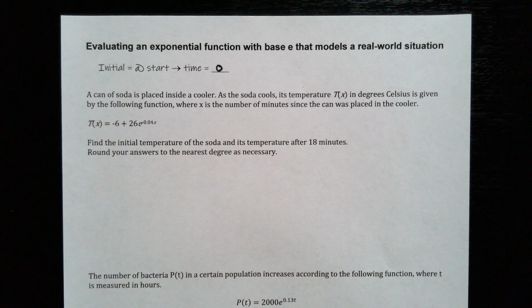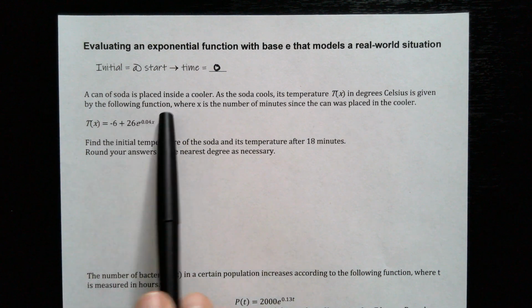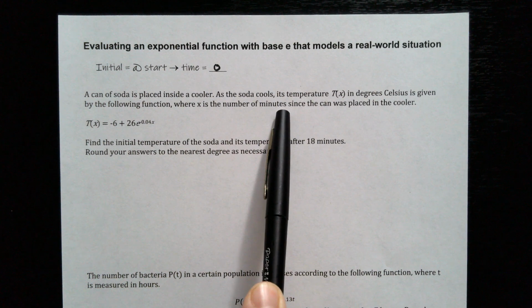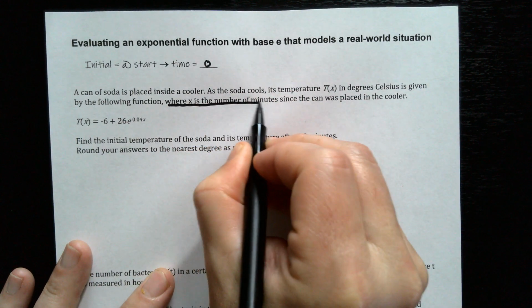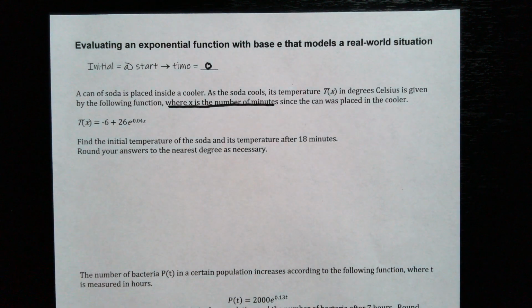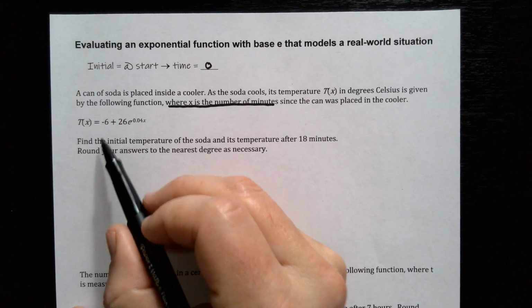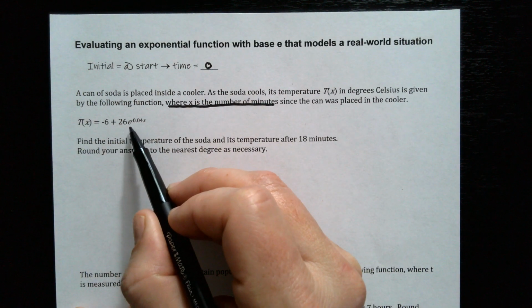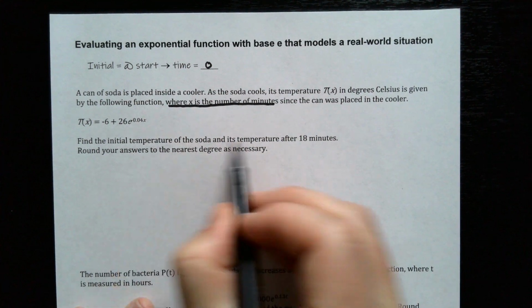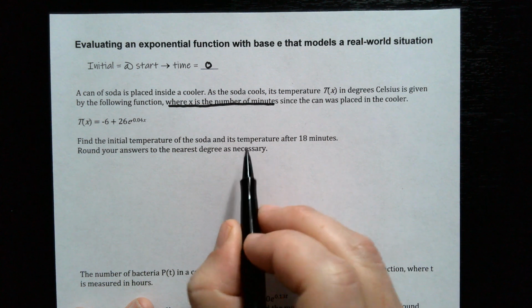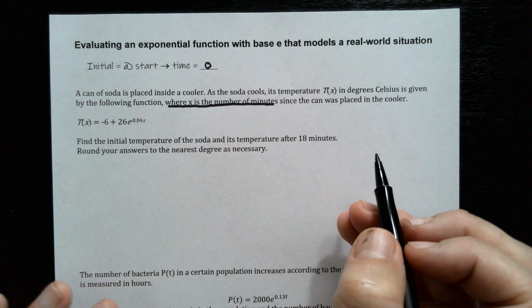A can of soda is placed inside a cooler. As the soda cools, its temperature T of x in degrees Celsius is given by the following function, where x is the number of minutes. Okay, so that's going to be our changing variable right there. x is the number of minutes since the can was placed in the cooler. So here's the function, -6 plus 26e to the -0.04x. Find the initial temperature of the soda and the temperature after 18 minutes and round to the nearest degree.